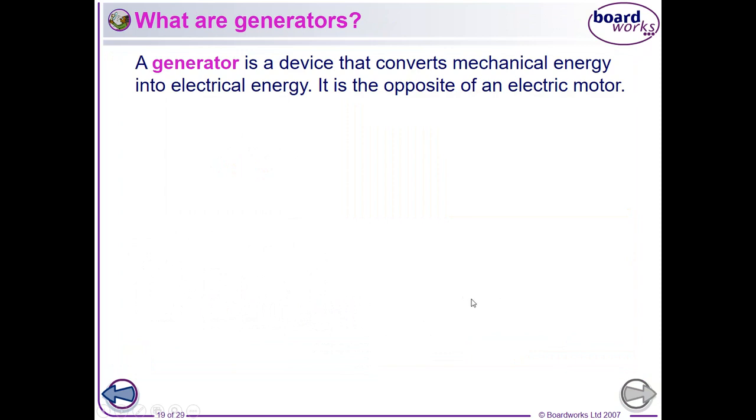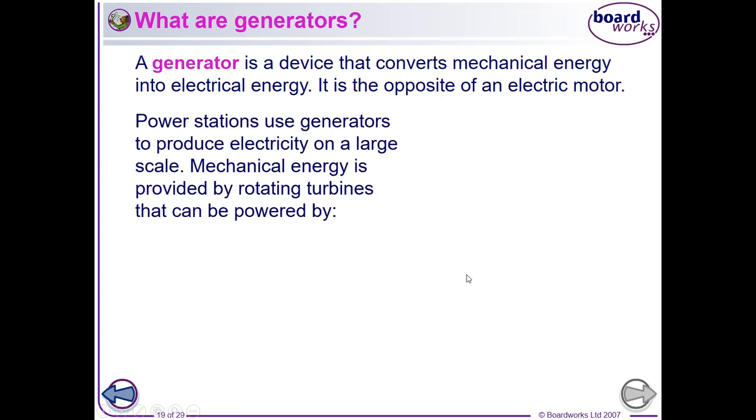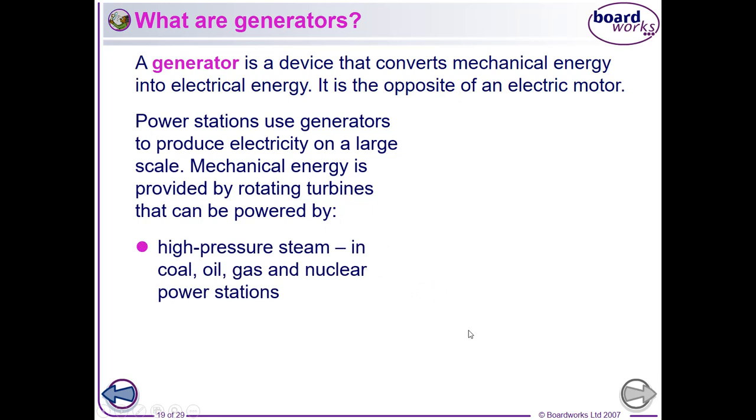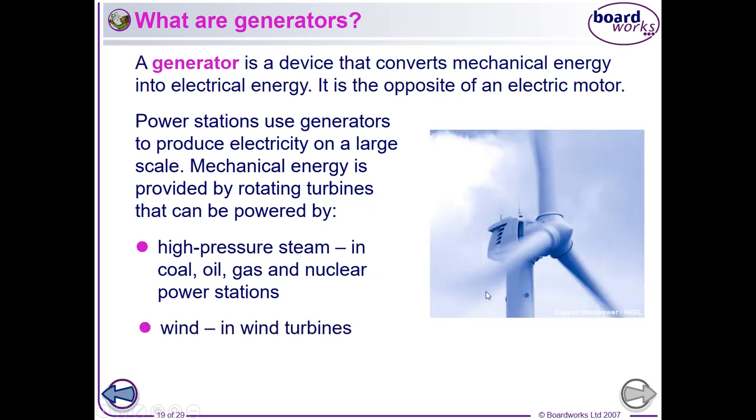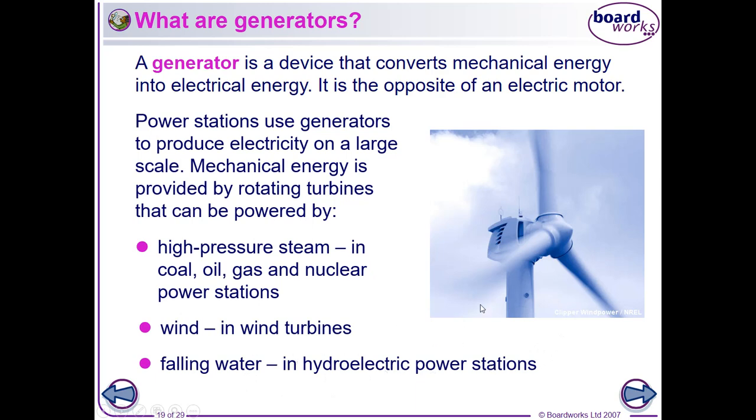So a generator is a device that converts mechanical energy into electrical energy. It's the opposite of an electric motor. In a power station, this is what we use in generators to make electricity on a large scale. Mechanical energy is produced by the turbine turning, powered by steam in coal, oil, gas and nuclear power stations, or wind in wind turbines. Remember the topic on energy. In hydroelectric power stations, it can be water that turns the turbine.